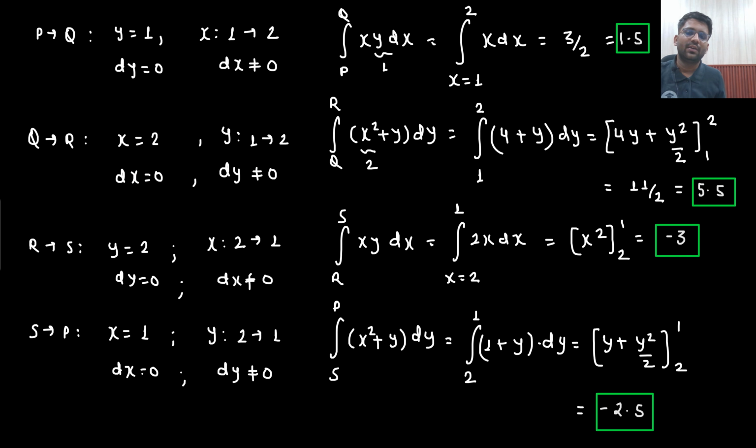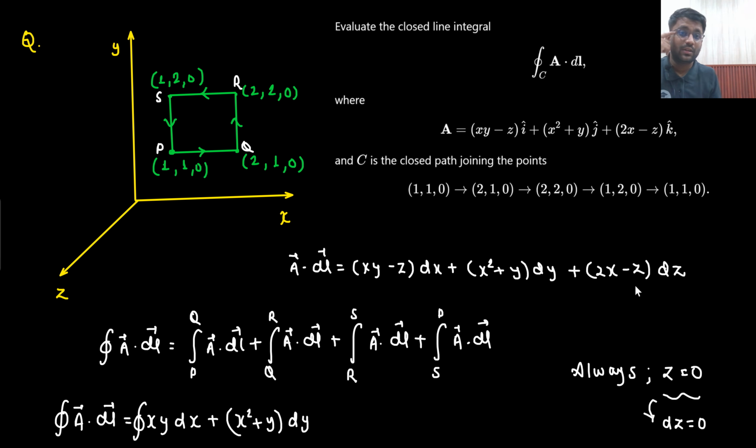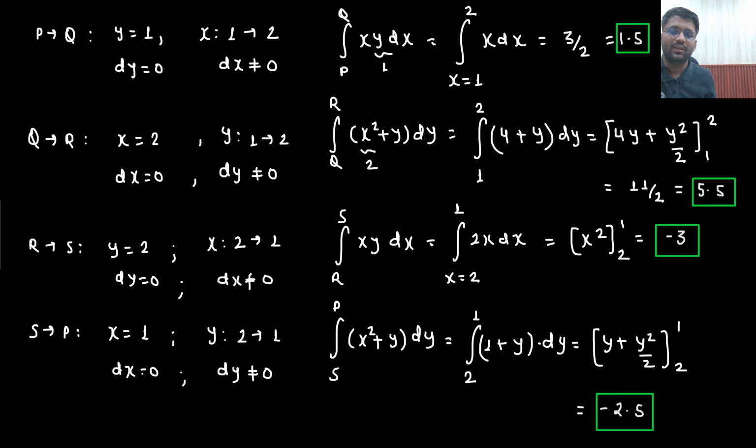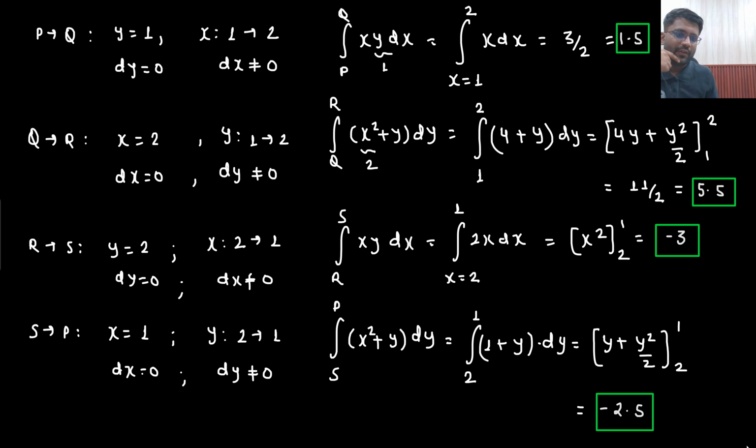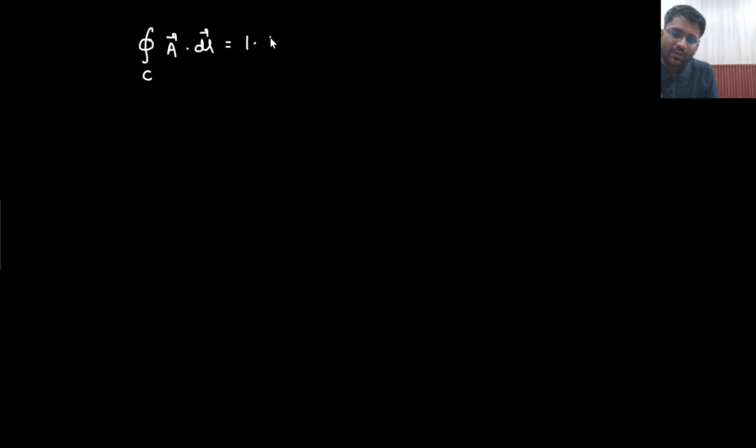So over the closed curve C, A dot dl is coming out to be what? 0. It's not 0, 3 by 2, sorry. It is coming out to be 3 by 2. 1.5, 5.5, then these two will be added, 1.5. So it is coming out to be 1.5. That's the answer. Okay.